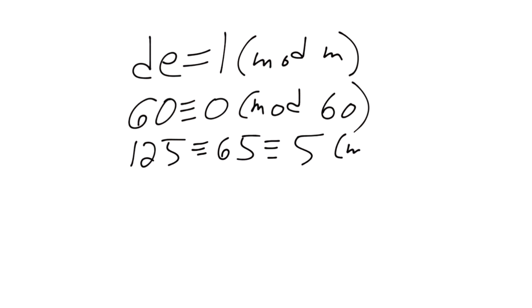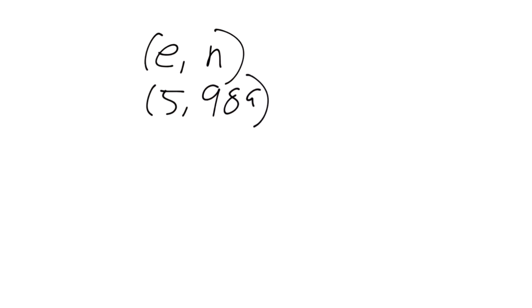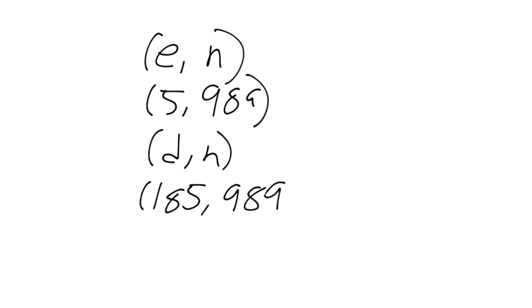5 mod 60. Our public key will be the pair e and n, where in this case, e is 5 and n is 989. Our private key will be the pair d and n, which in our case is 185 and 989. Notice that our original primes, p and q, don't appear anywhere in our private or public keys.